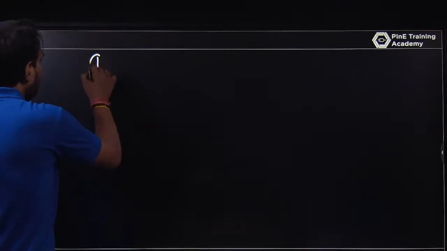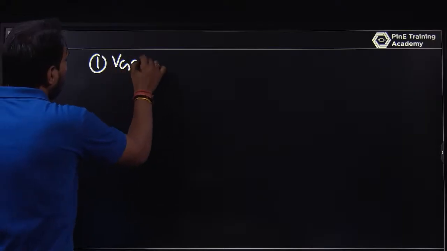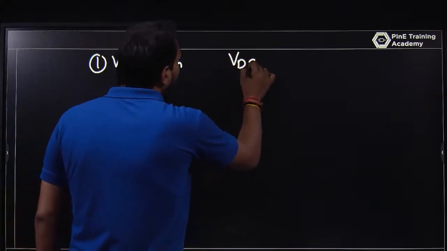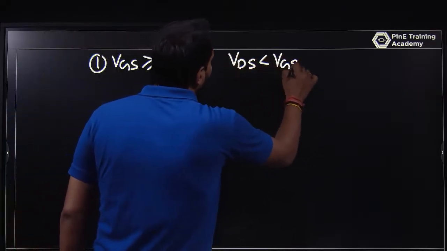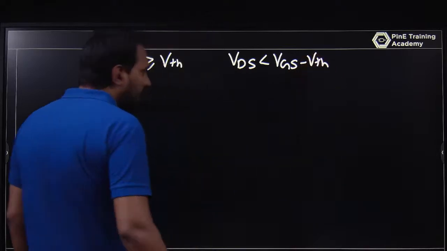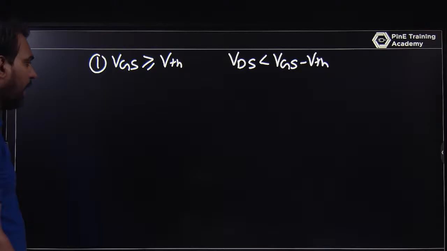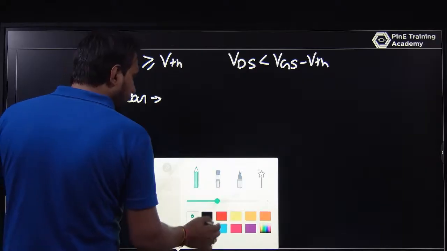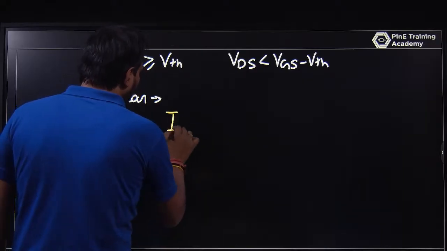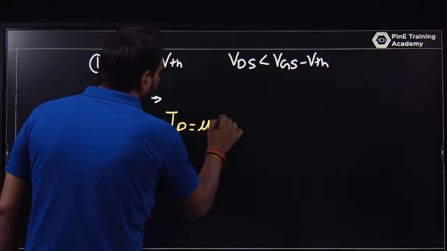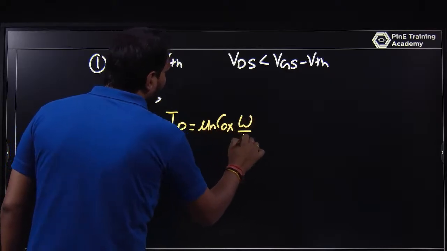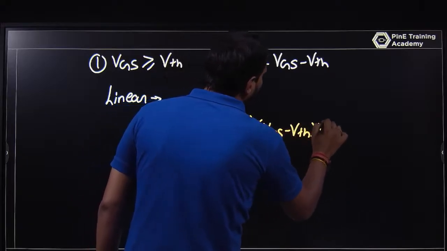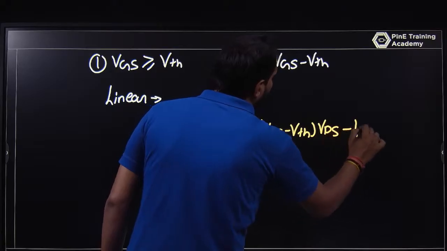So that condition is VGS greater than or equal to VTH and VDS is less than VGS minus VTH. That means the MOSFET is in the linear region, and for the MOSFET in the linear region the current equation is ID equal to mu n CoX W by L, VGS minus VTH into VDS minus half VDS square.